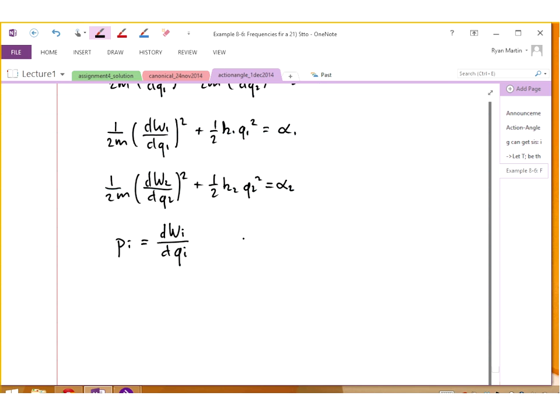So I can calculate now, by rearranging the two equations that I have above, what dW_i/dq_i should be. That's simply equal to the square root of 2m times (α_i minus a half k_i q_i squared). Right? From one of these equations, I can get dW_1.